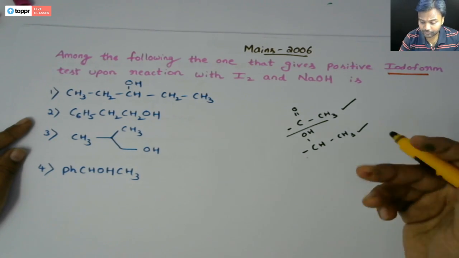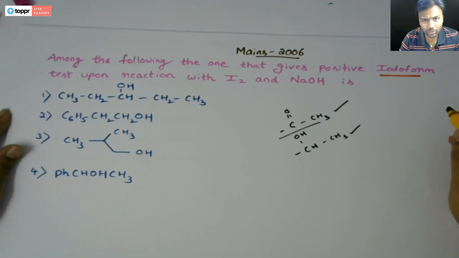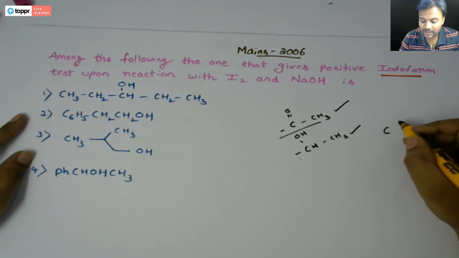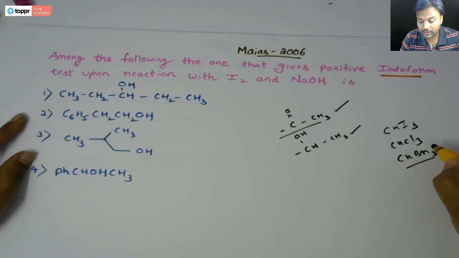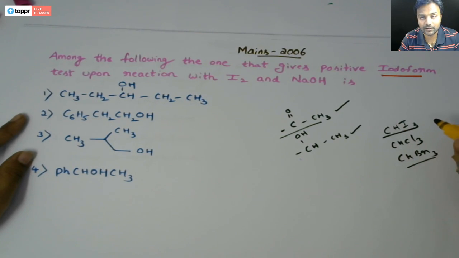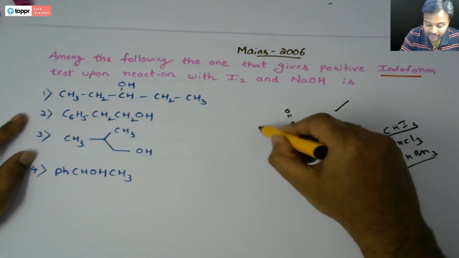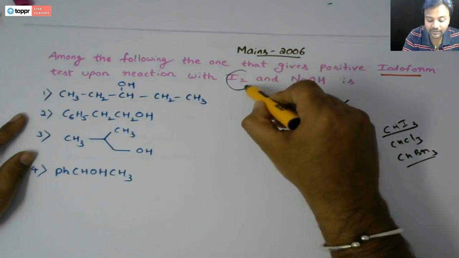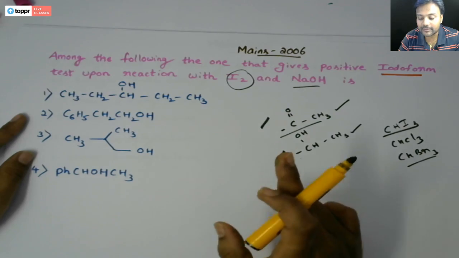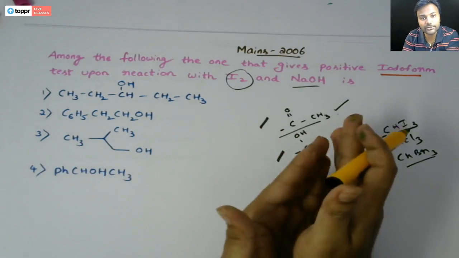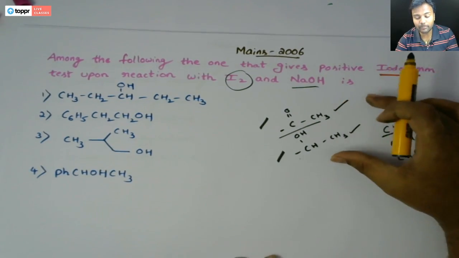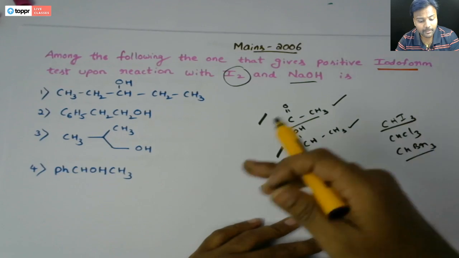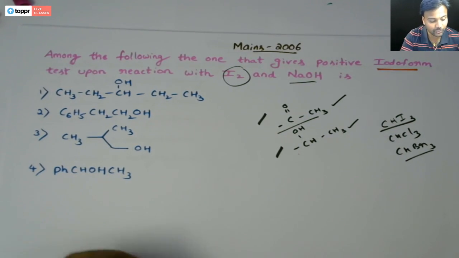So what is iodoform? You know chloroform, CHCl3, and bromoform, CHBr3, which is the same as CHI3, iodoform. Any compound which satisfies either of these requirements, when treated with iodine in the presence of sodium hydroxide, responds positively to the iodoform test. Can you find out where exactly this group is present here? We have 4 given options.